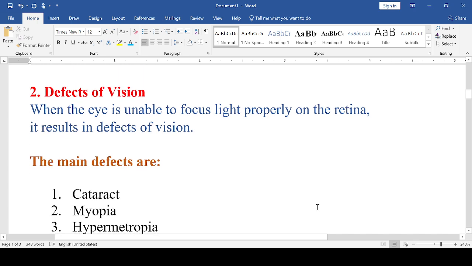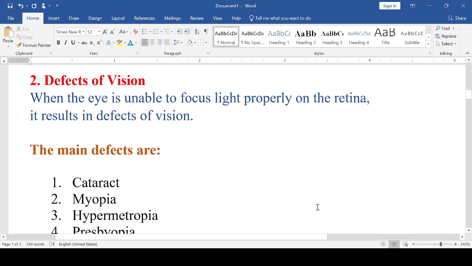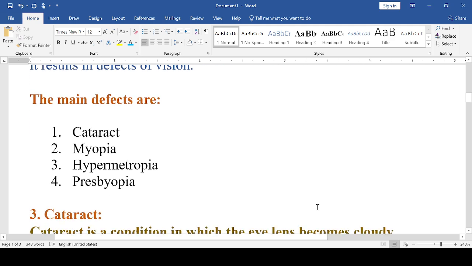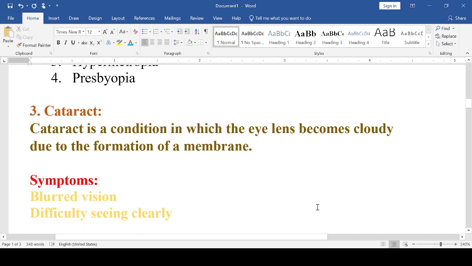Now here you will have some defects of vision. When the eye is unable to focus light properly on the retina, it results in defects of vision. So there are different defects. The main defects we will discuss are cataract, myopia, hypermetropia, and presbyopia.